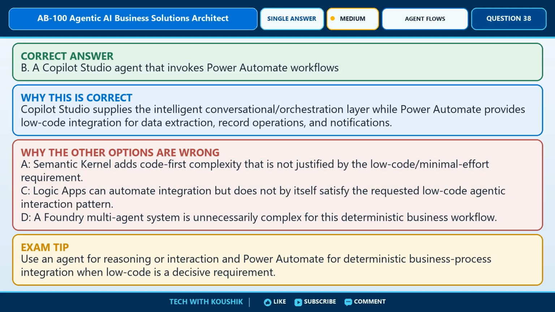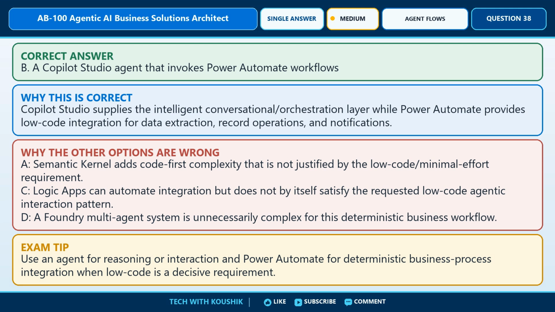After elimination, select option B, a Copilot Studio agent that invokes Power Automate workflows. The requirement to solution match is that Copilot Studio supplies the intelligent conversational and orchestration layer, while Power Automate provides low-code integration for data extraction, record operations, and notifications.